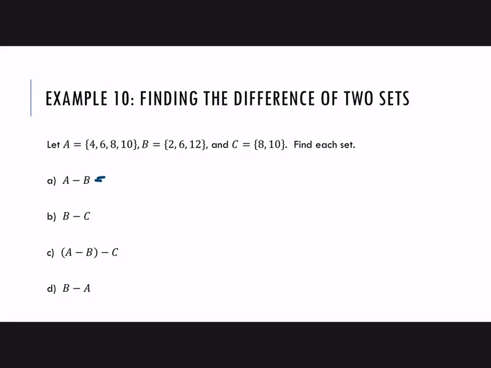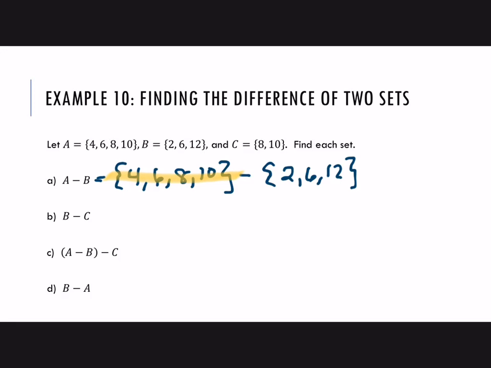Okay, so A minus B is the set 4, 6, 8, 10. And then we want to look at all of those elements that are in set A that are not in set B, 2, 6, and 12. Alright, so what I like to do is just work with the first set, because I want a lot of them, I just don't want the ones in B. So I'm going to start with A and then just cross off all the things that are in B. I'm going to cross off any 2s, 6s, and 12s that appear.